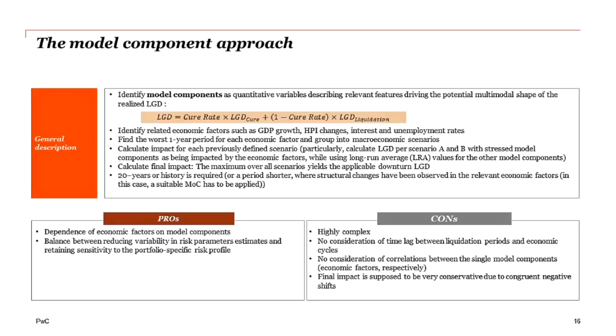First step after the data gathering would be identification of model components. It is done by performing an analysis of realized LGD distribution. The most common model components are cure rate, LGD at the time of cure, and LGD at the time of liquidation. The logic behind is very simple. Losses at the time of cure are very small and usually close or around zero, and losses at the time of liquidation are dependent on the type and value of collateral and collection or recovery unit processes.